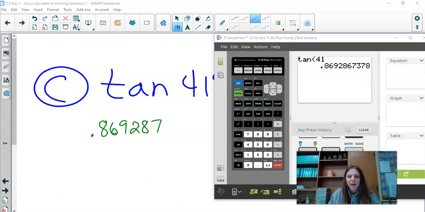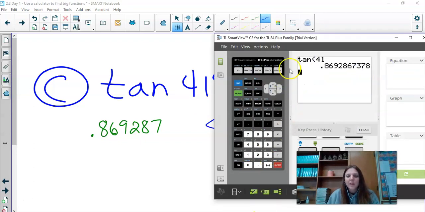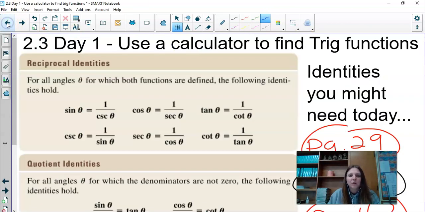Next, I'm going to find the cotangent of 41. So far, all of these have been direct calculations. Unfortunately, cotangent is not one of the keys that I have. So some of you may be thinking, oh, what if I push the second and then push the tangent? That's not a cotangent. What you're looking at here is the inverse of a tangent. We use this when we have a missing angle, so that's not it.